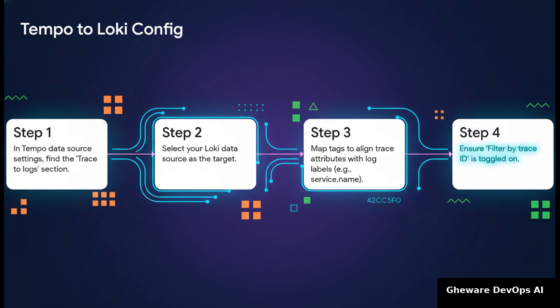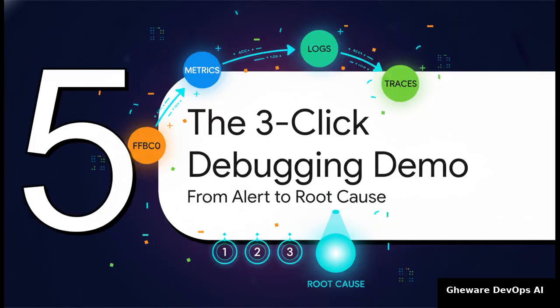Most importantly, you make sure Filter by Trace ID is toggled on. This tells Grafana to automatically build a Loki query using the trace ID of whatever span you're looking at. Okay, we've built all the connections. The correlation triangle is complete. Now, let's put it all together and see how this completely changes the game during a real-world incident.